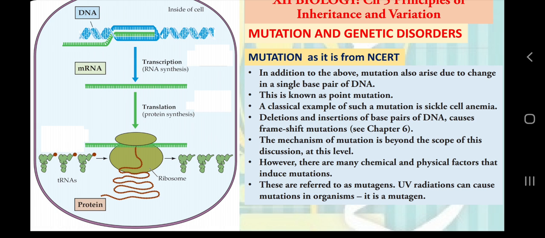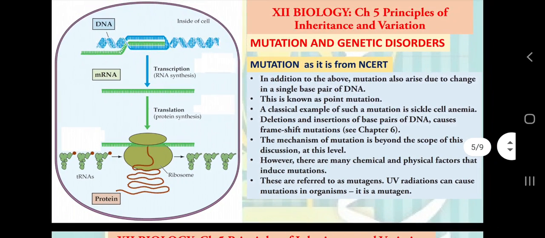For example, some physical factors and some chemical factors. Chemical factors means some chemicals, for example ethidium bromide and some insecticides. Physical factors, for example UV radiations, X-rays, gamma rays. So certain types of radiations may change the DNA because they are very lethal and very penetrating. You will learn more about these radiations and chemicals in physics and chemistry, and I am going to teach you about all these things in chapter 6.